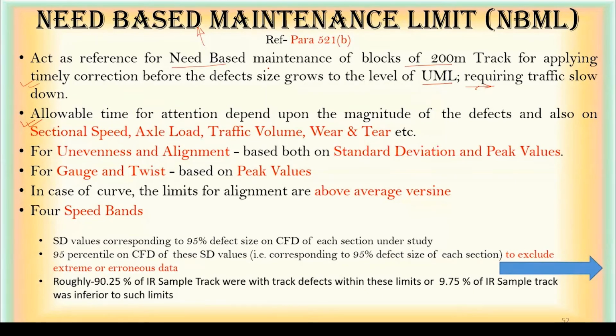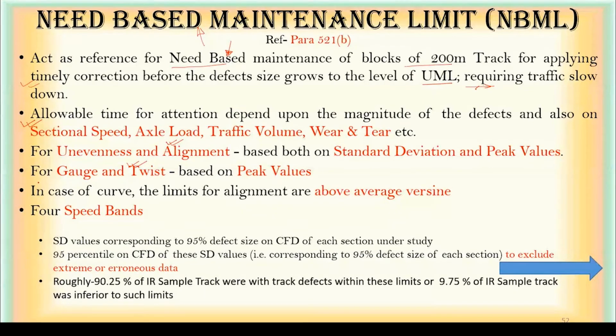So we can see, since it is need-based in terms itself, that it has become urgent. We have to do something. And when we have to do something, it may be unsafe also, it may be poor ride, very poor ride comfort also. Both factors are possible. Accordingly, you will find that it gives unevenness and alignment defect also and gauge and twist defect also. Tolerance has been given for both. In NBML we get tolerance for unevenness and alignment also and gauge and twist also.